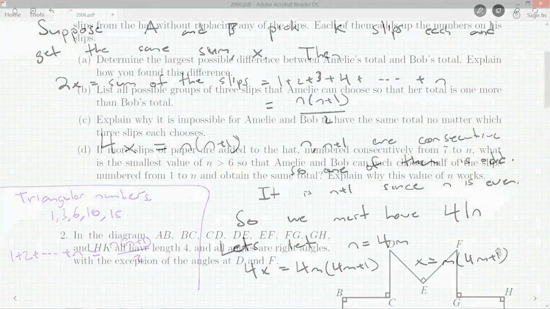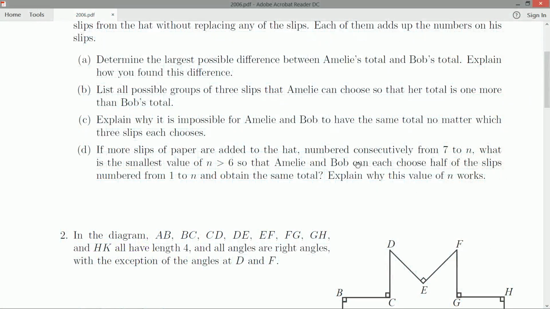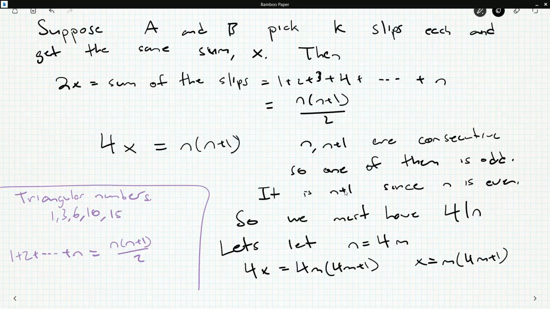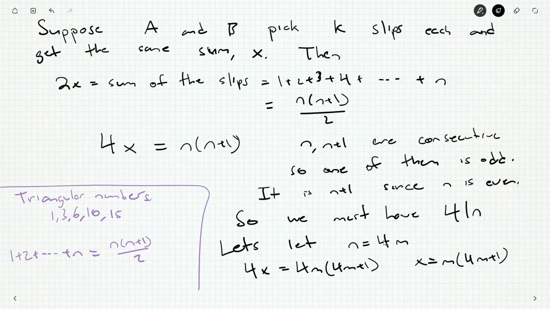They didn't actually ask us for the sum. What is the smallest value of n so that they can choose the same, get the same total. They didn't actually ask us for the total, but we're starting to explain why this n will work. So in theory, as long as I choose a multiple of 4, I should be able to split. So 8 is the next multiple of 4 above 6.